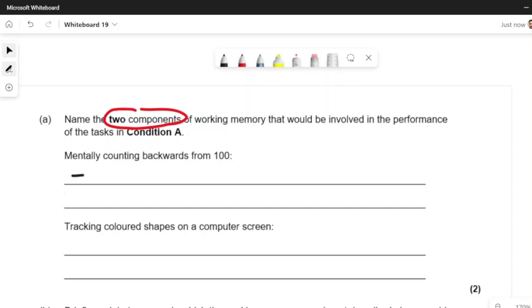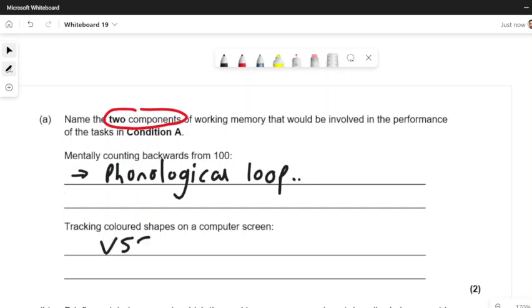So the answer here to A would be either the articulatory loop or the phonological loop. Either of them would be accepted. So this is a task that involves mentally counting backwards, so that will be that one. And then tracking the coloured shapes, again, will be the visuospatial sketchpad. Obviously you'd write it in full, and that would be 2 marks.